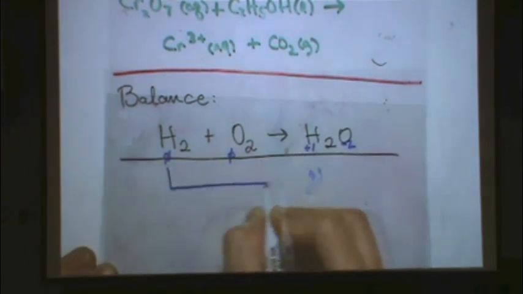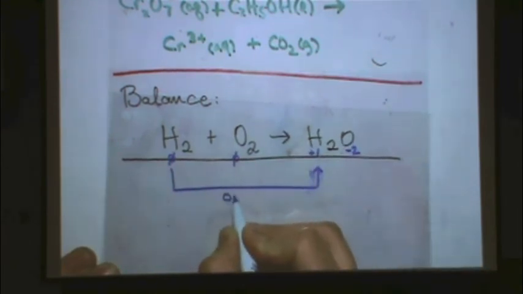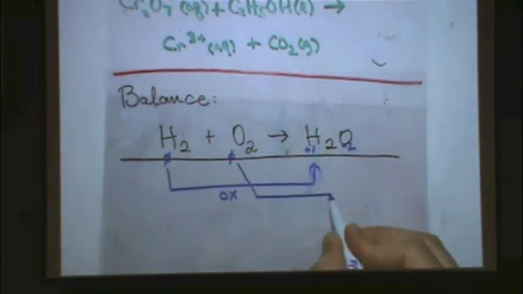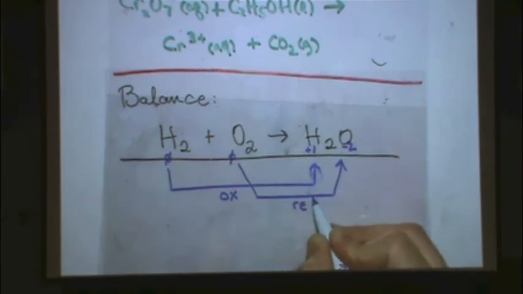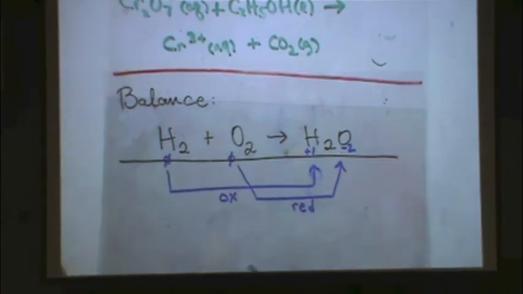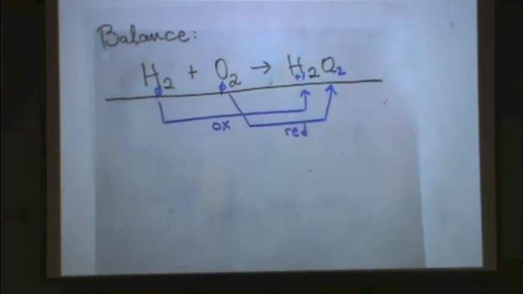Let's do this first. Hydrogen is oxidized. Remember, oxidation means increasing oxidation state, 0 to 1. So this must be reduced. It is. That means it's reducing its oxidation state here from 0 to minus 2. Okay? So, you'll see we're about to get to the super fun part.